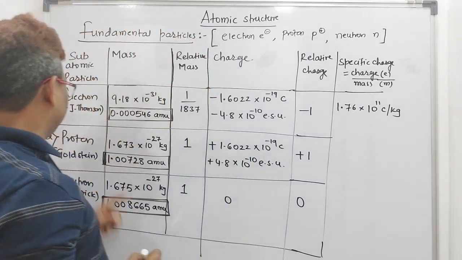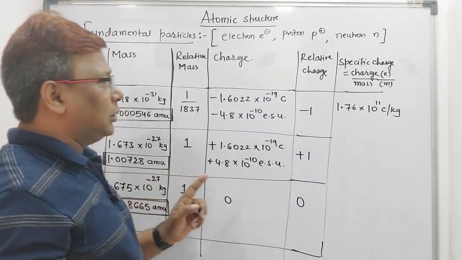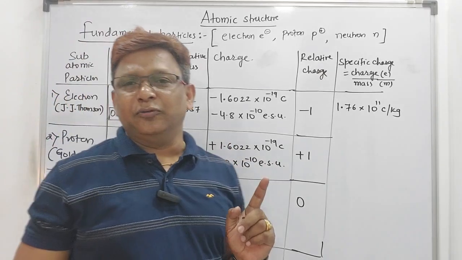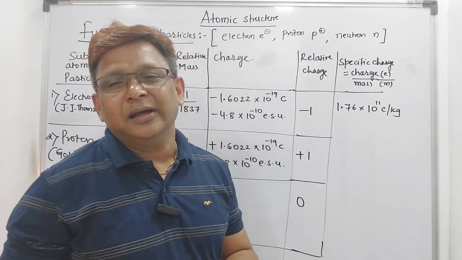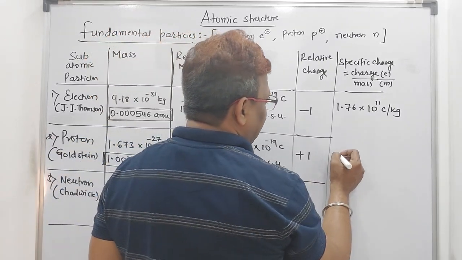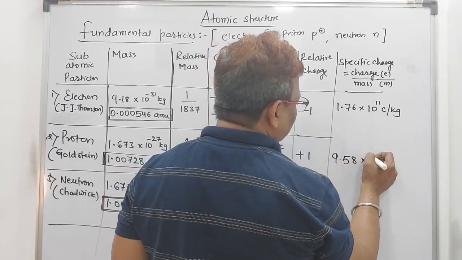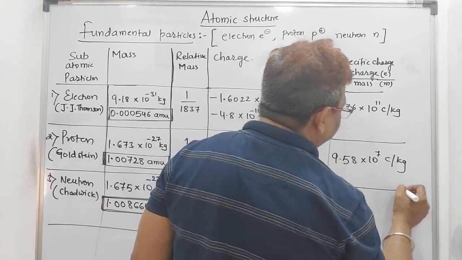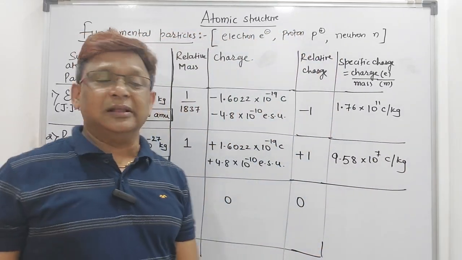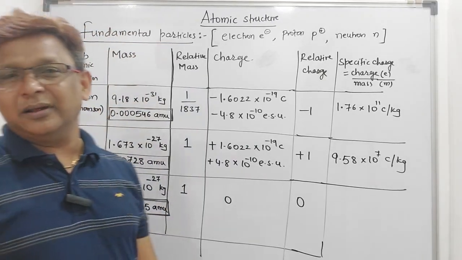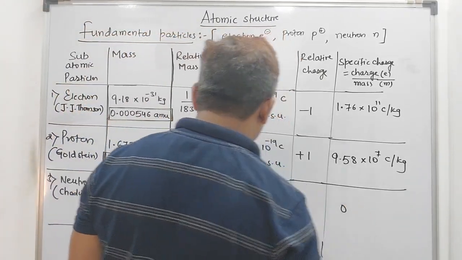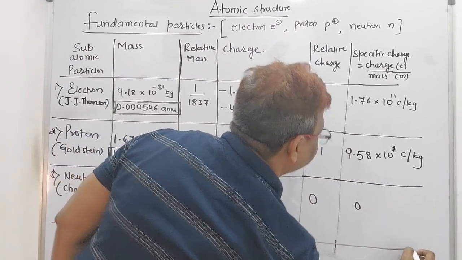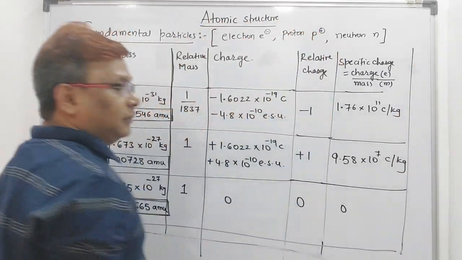Another one, the specific charge of the proton, that is E by M, E is charge, M is mass. If you solve that value, I am getting 9.58 into 10 to the power of 7 coulomb per kg. I'll tell you, learn these values by heart, it will definitely help you solve numericals based on them. And obviously, the neutron does not bear any charge, so the specific charge of the neutron will be considered as 0. So we have done a complete table of the fundamental particles.